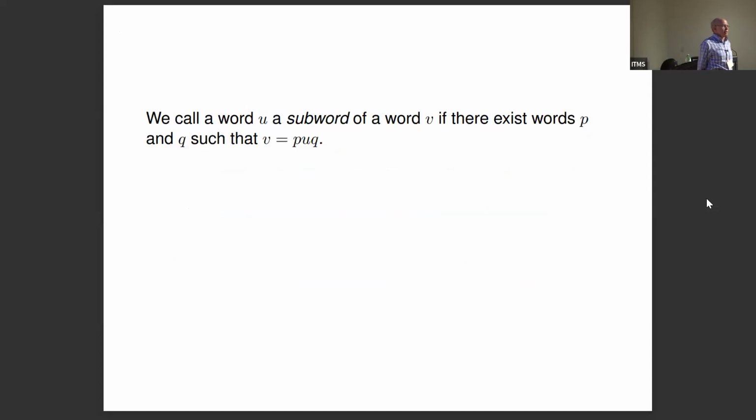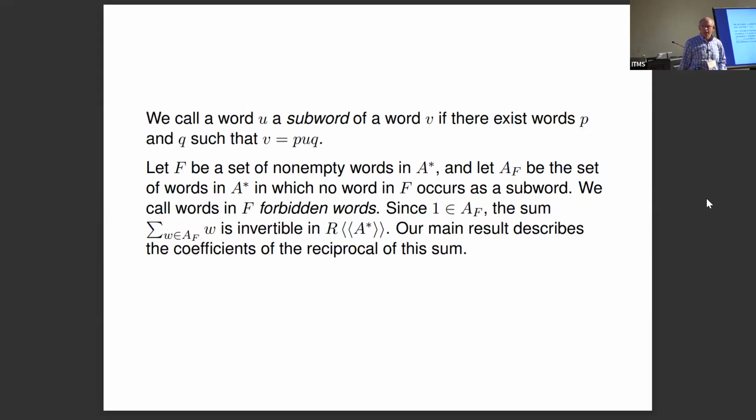We'll say that a word U is a subword of a word V if it occurs somewhere in the middle or possibly at the end. So subwords are always consecutive. And I'll take a set of words that I'm going to call forbidden words. It can be an arbitrary set of words, but they should be non-empty. And to make things interesting, they should have length greater than 1, although it's okay if they have length 1 for now. So I'm calling them forbidden words.